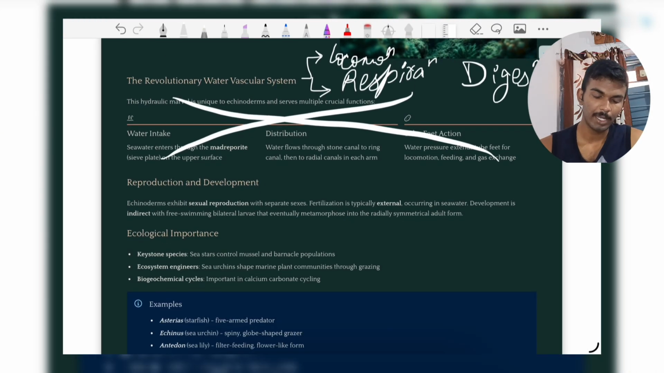Reproduction and development. Echinoderms exhibit sexual reproduction with separate sexes. Fertilization is typically external, occurring in seawater. Development is indirect with free-swimming bilateral larvae that eventually metamorphose into the radially symmetrical adult form.